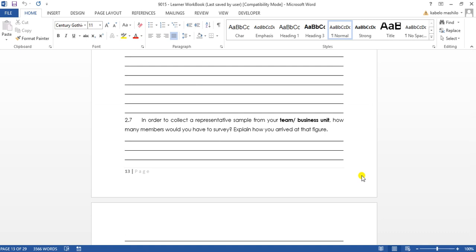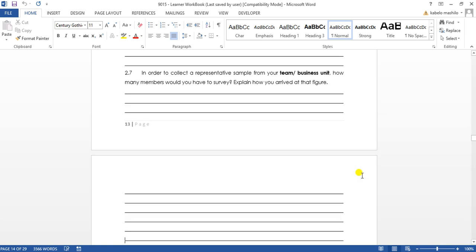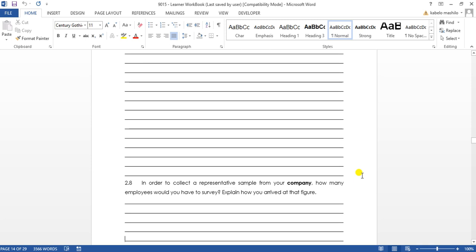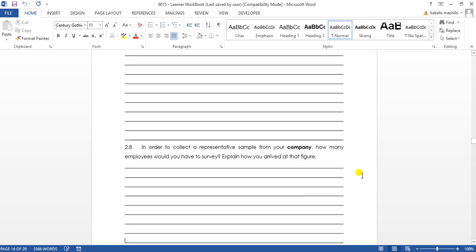In order to collect a representative sample from a team or business unit, how many members would you have to survey? Explain how you arrived at that figure. In order to collect a representative sample from a company, how many employees would you have to survey? Explain how you arrived at that answer.